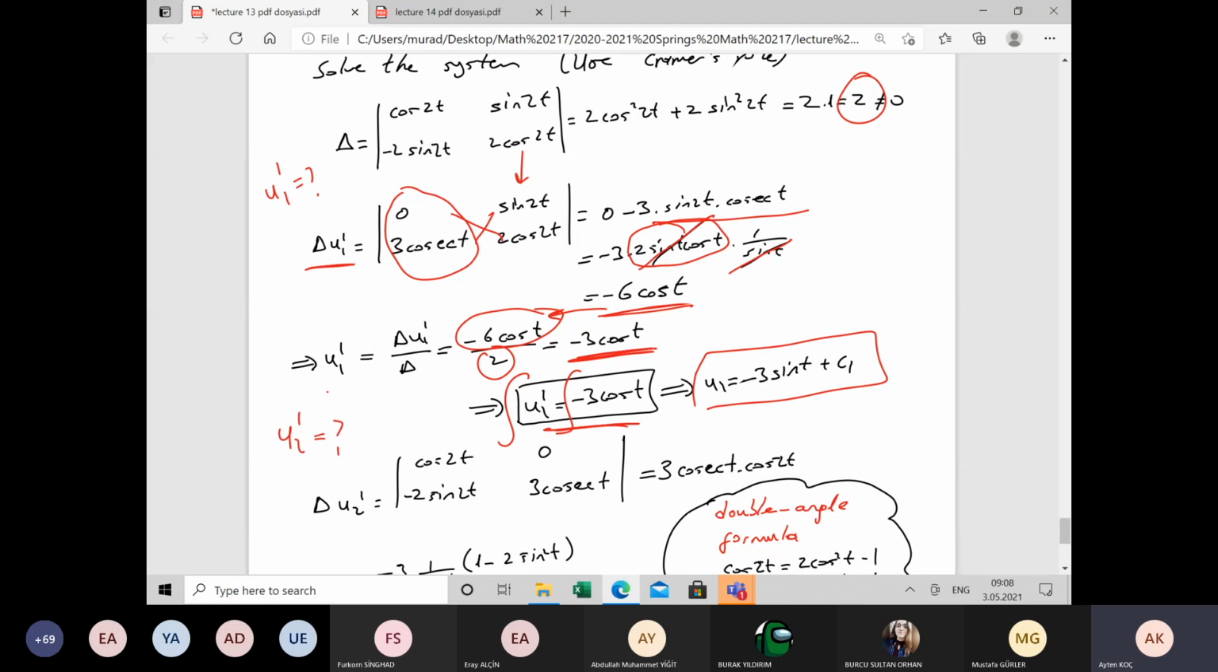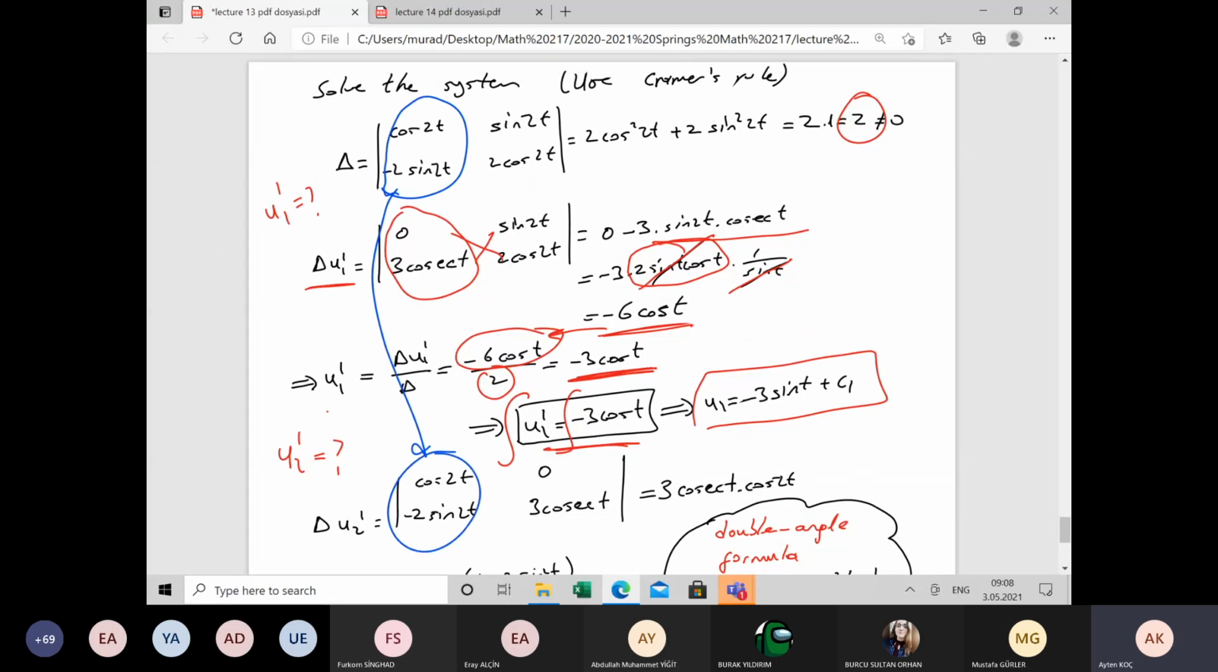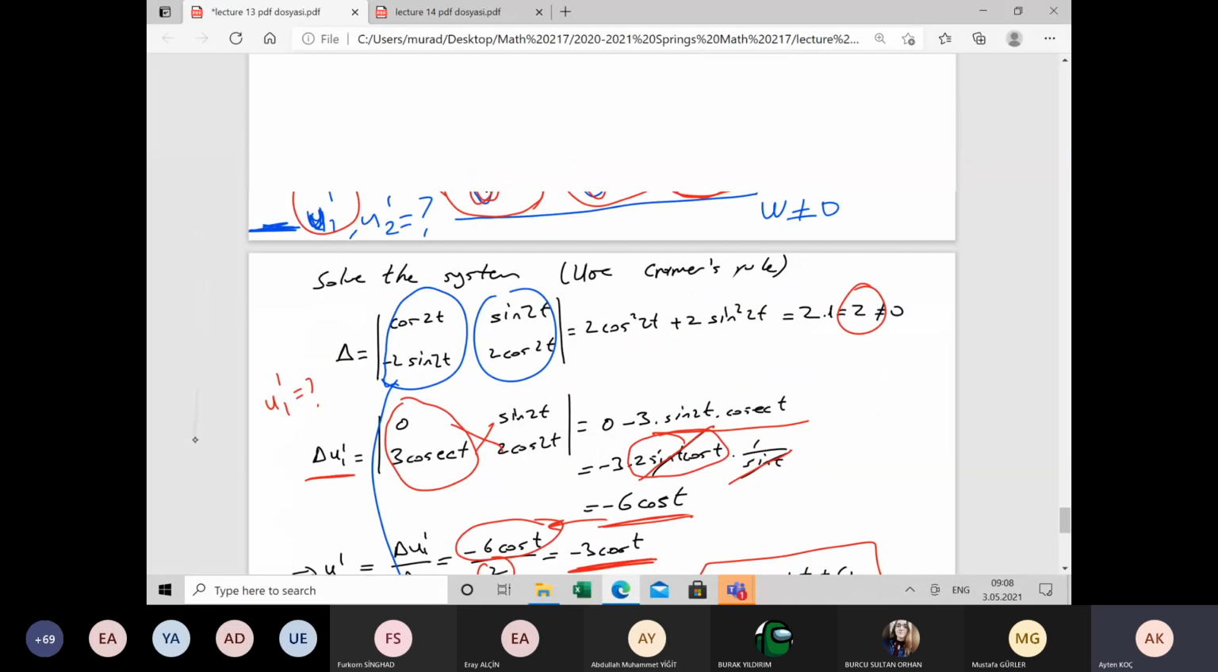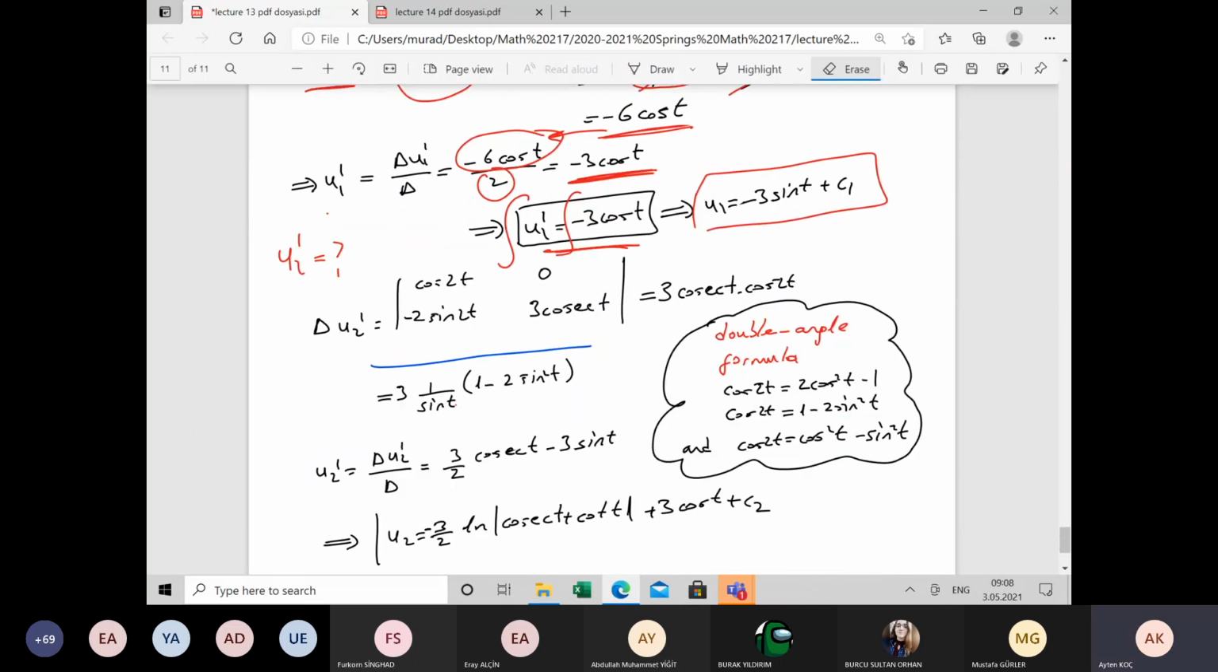First, we know with Cramer's rule, the first row, first column stays the same, and the second column will be the right hand side. Look at this one, right hand side. So, and compute this determinant. So we obtain this one and rewrite it using the double angle formula. It's okay. So we obtain this one.